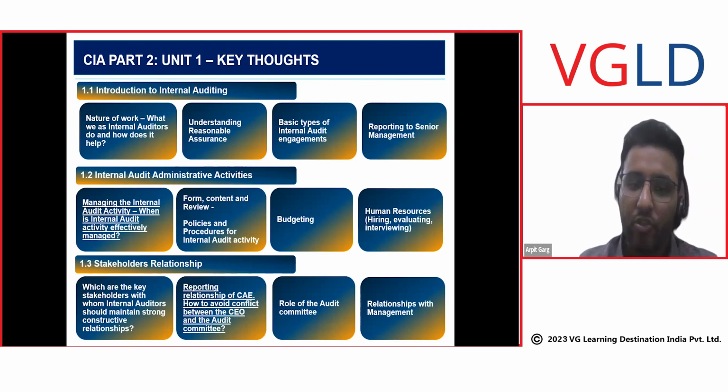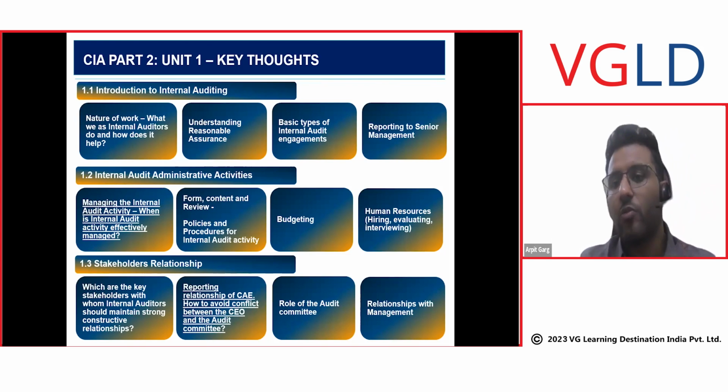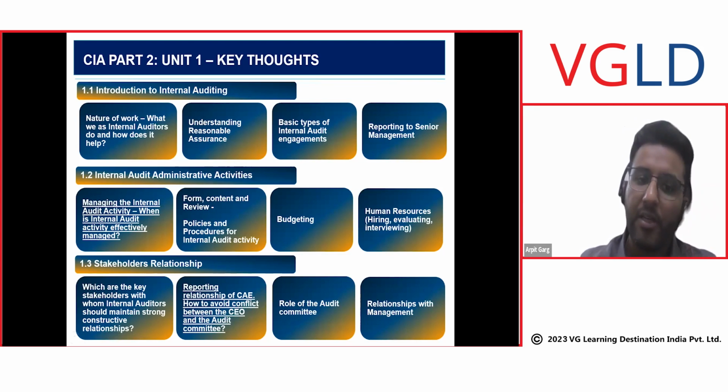Once you have understood, we come back and see how we avoid conflict between the CEO and the audit committee. We know this is the keyword that I need to remember for the exam. When is the internal audit activity effectively managed? I know these are the parameters, and if these are done, it means the internal audit activity is effectively managed. This is the way we learn, folks.